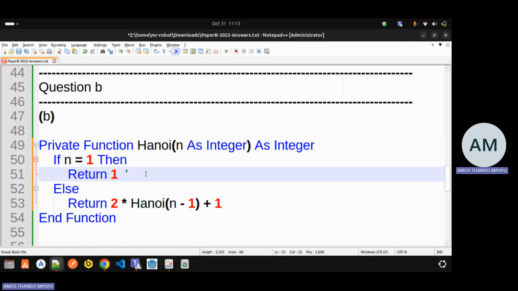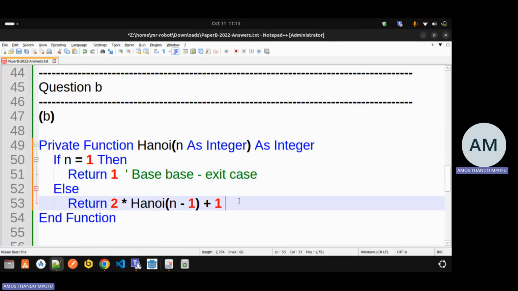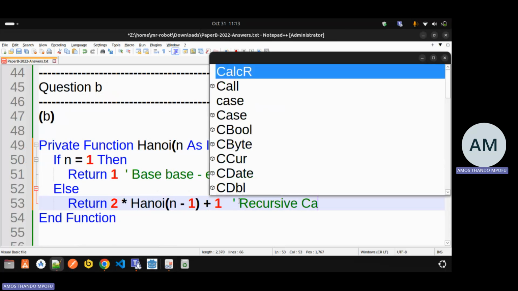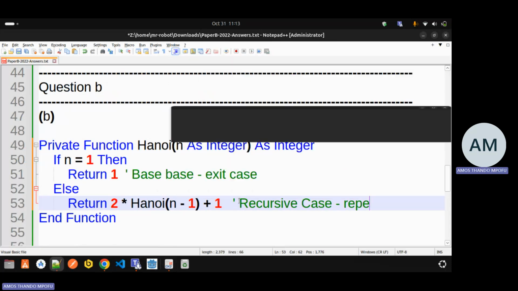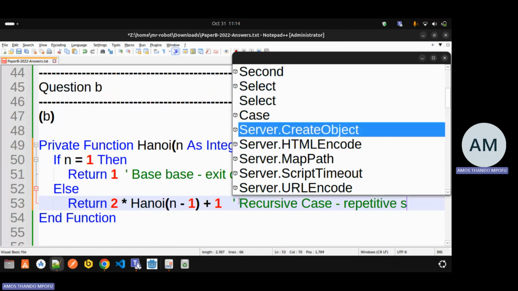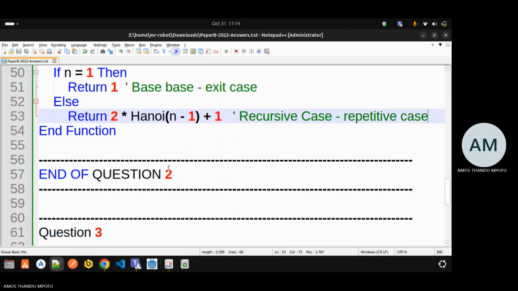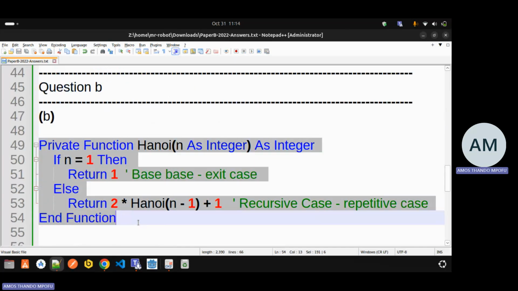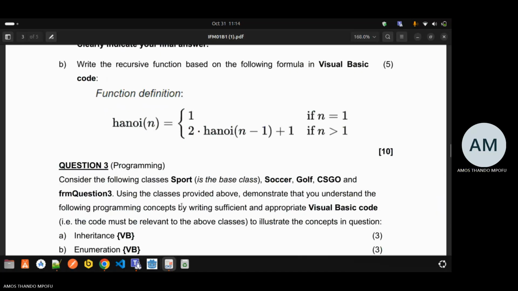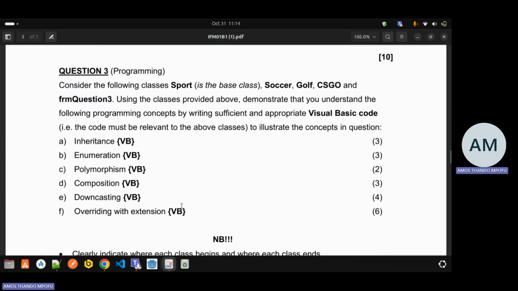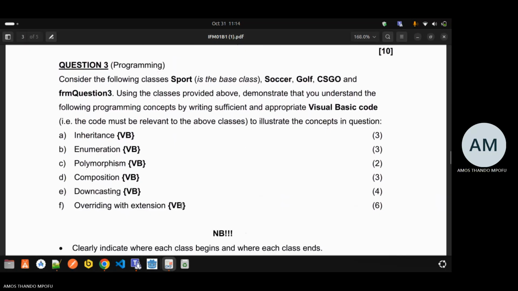So this will be your base case, which is basically the exit case. And then this is your recursive case, which is the repetitive case. Why repetitive case? Because it gets repeated a lot of times. So that's pretty much how you're supposed to structure this function, and then you get your full marks, which is 5 marks. So yeah, and then you get your 10 marks and then you're done.